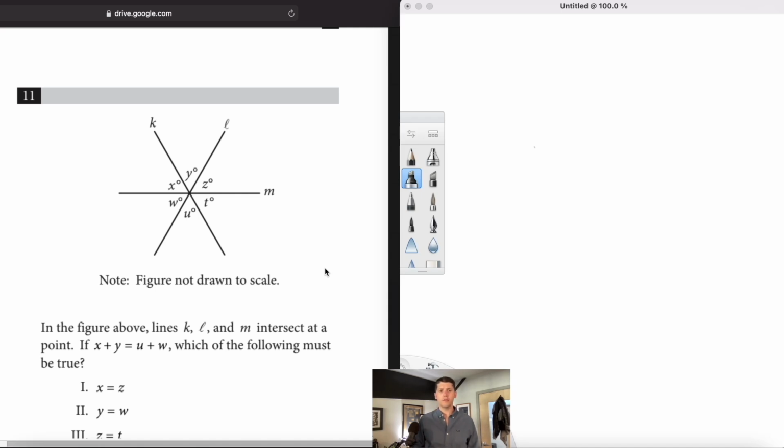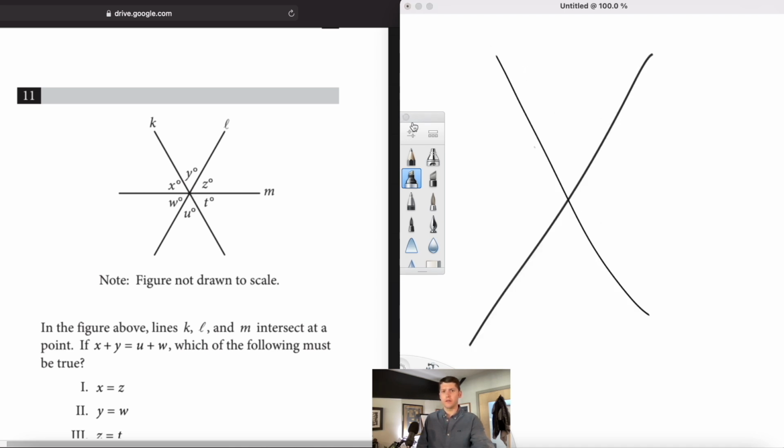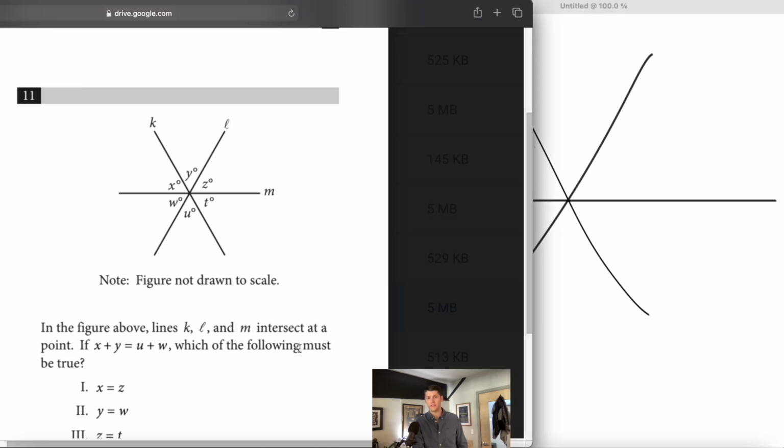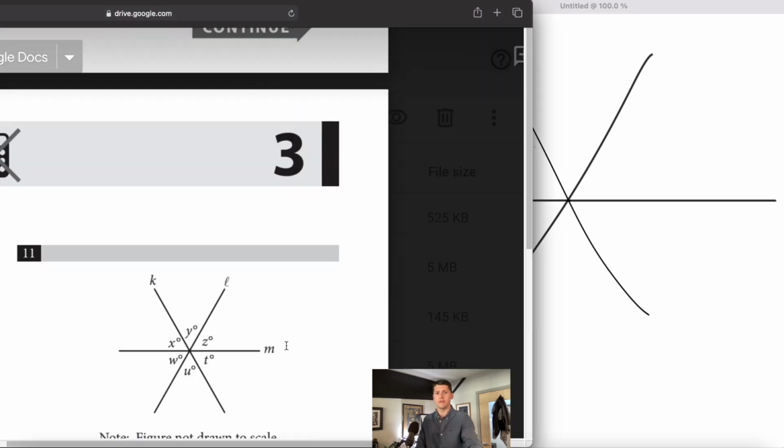All right, we're looking at number 11. This question's kind of interesting. Let's see. Get rid of this thing. Something like this. And important details: it's not drawn to scale, and the question asks about the word. It says the word must.